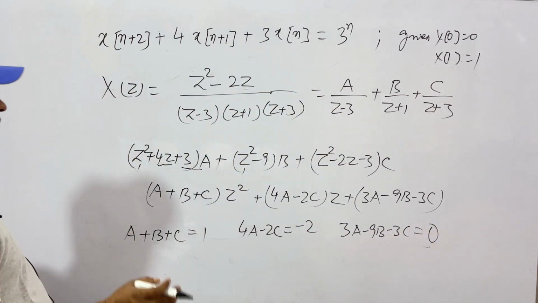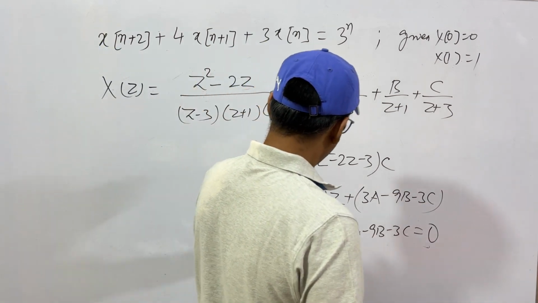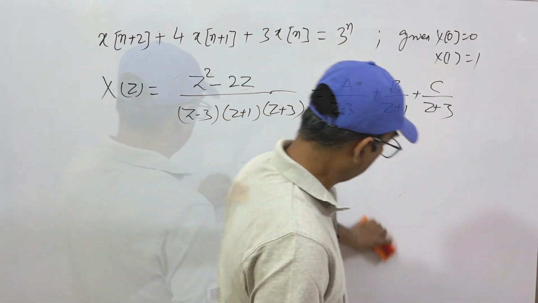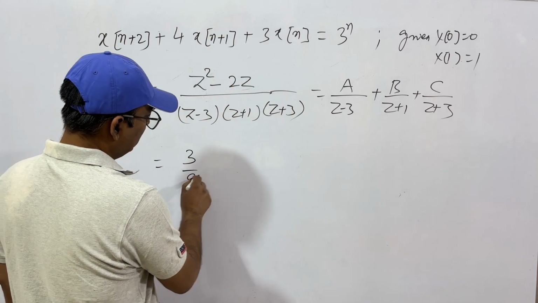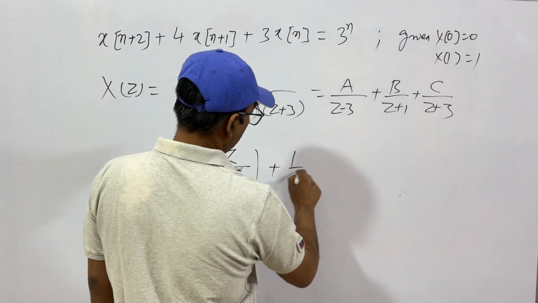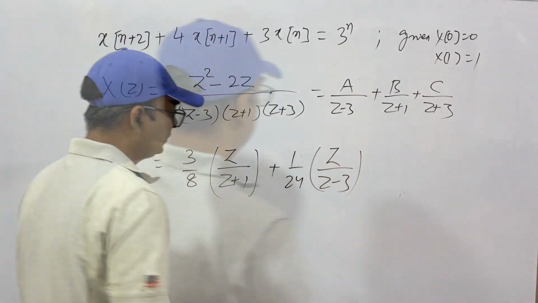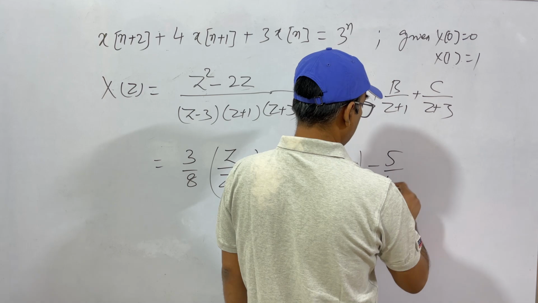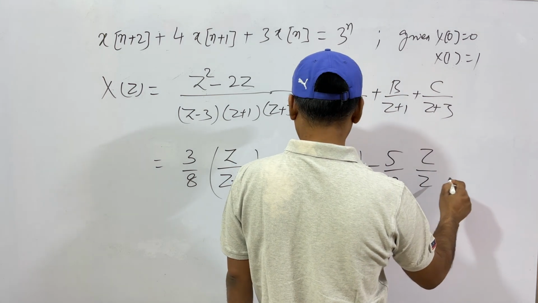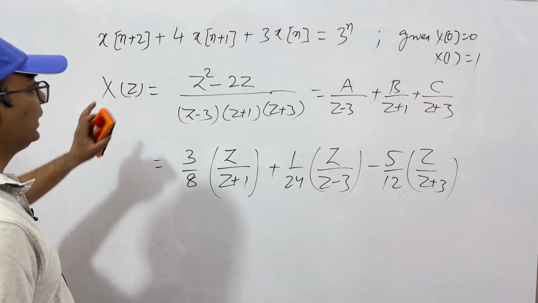To save time, I am writing it directly. So what you get is 3 by 8 z by (z plus 1), then 1 by 24 z by (z minus 3), minus 5 by 12 z by (z plus 3). So this is the value that you will get for X(z).